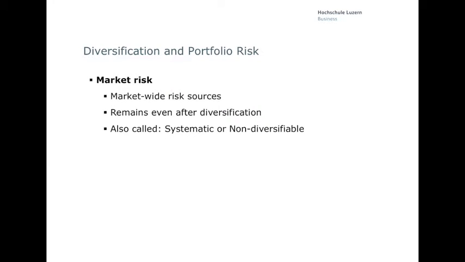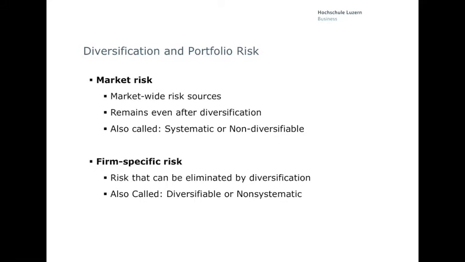Diversification and portfolio risk. As previously discussed and highlighted on the two graphs, we need to differentiate between market risk and firm-specific risk. The risk that remains even after extensive diversification is called market risk. Risk that is attributable to market-wide risk sources is called systematic risk or non-diversifiable risk. In contrast, the risk that can be eliminated by diversification is called unique risk or firm-specific risk, non-systematic risk or diversifiable risk.